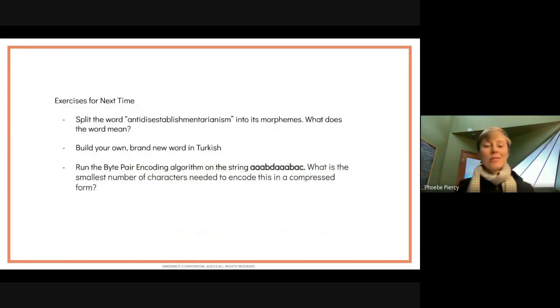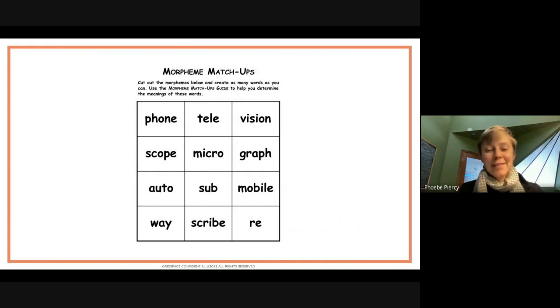Cool. And so these are the exercises for next time. Split the word anti-disestablishmentarianism into its morphemes. And what does the word end up meaning? See if you can build your own brand new word in Turkish. And finally, run the BPE algorithm on this string and see how much you can compress it. It is originally a compression algorithm. So what's the smallest number of characters needed to encode this in its compressed form? And just for fun, if you like cutting things out and using Pritt Stick, how many words can you make with these morphemes?